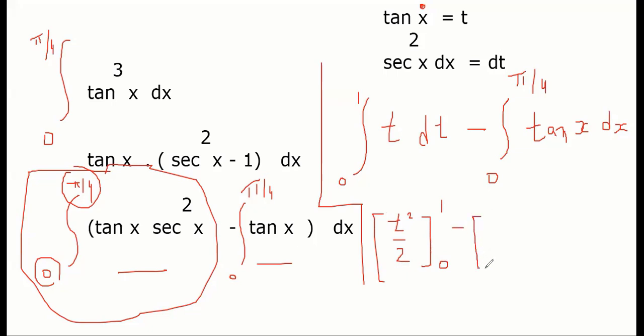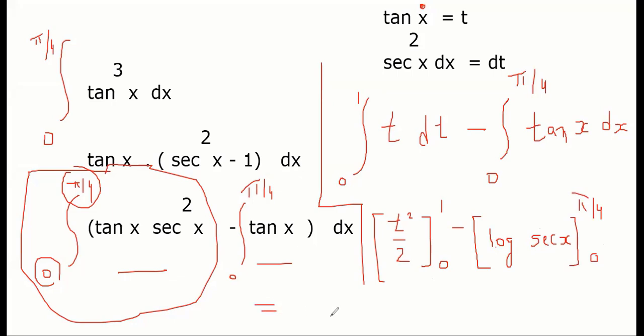Minus, what is the integration of tan x, guys? What is integration of tan x? Log of secant x, or minus log of cos x, whichever way. Tan means sin by cos, and we know that. Log of secant x. But here the limits are pi by 4 upper limit, 0 is the lower limit. And now simplify.